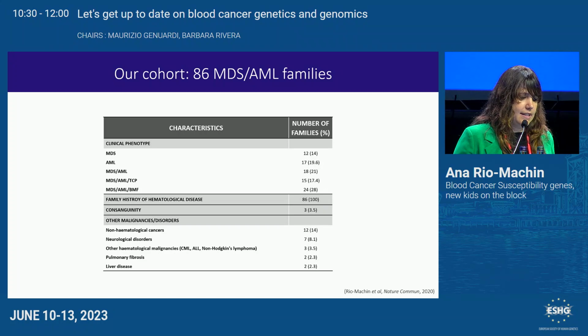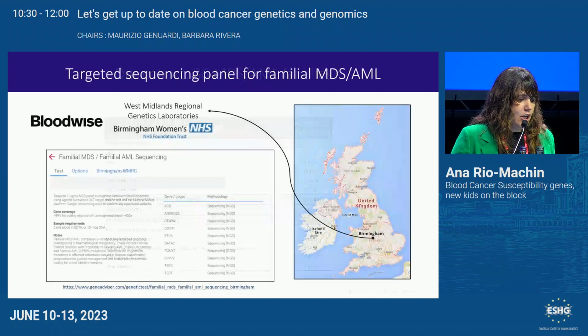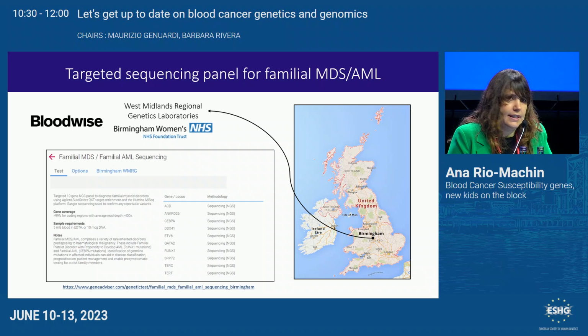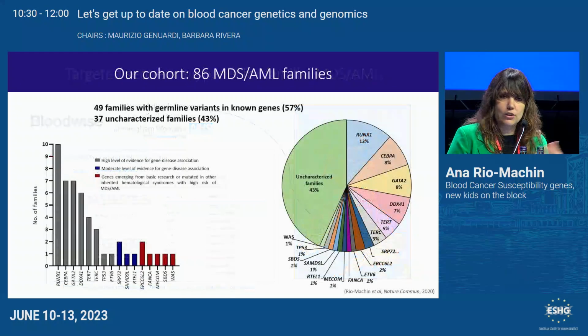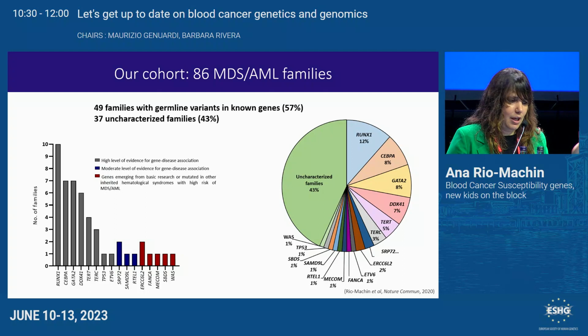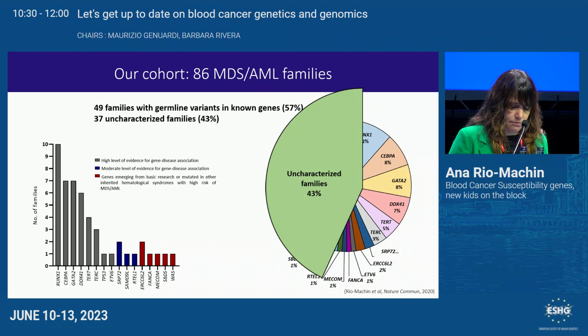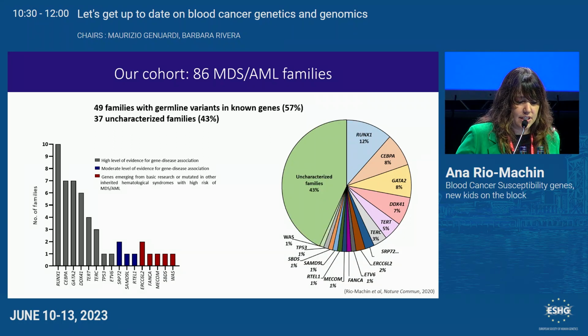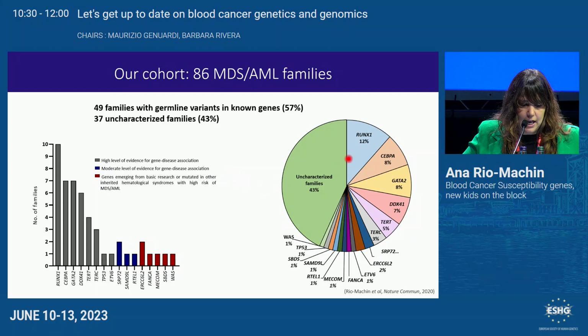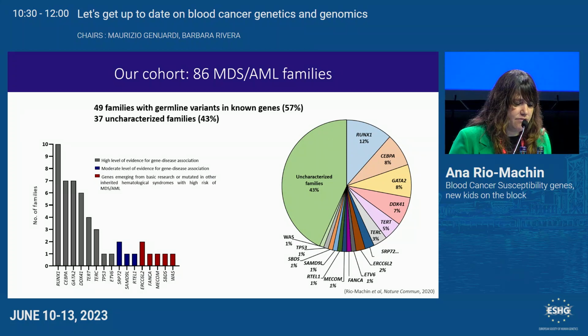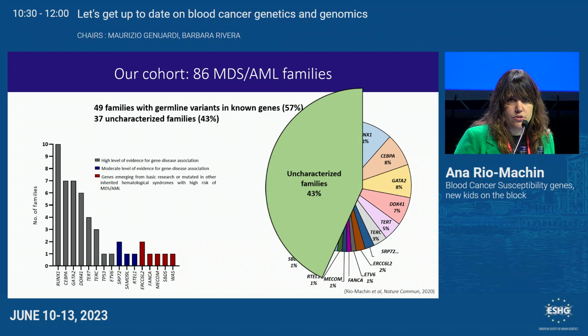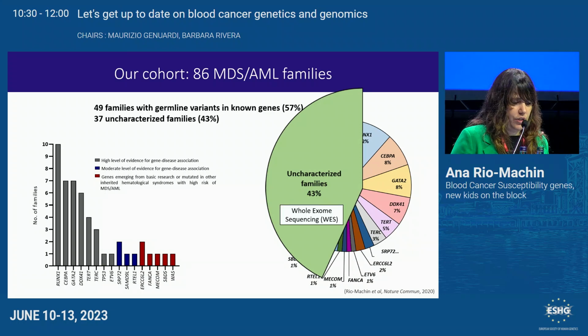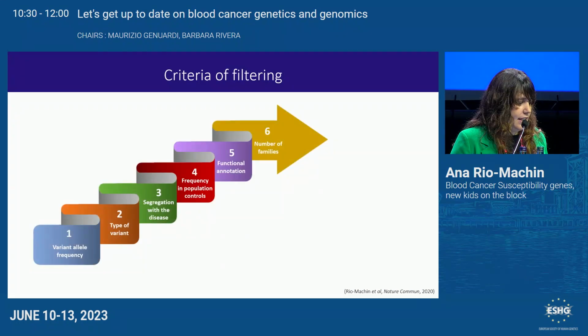So we collected 87 MDS-AML families. In collaboration with the West Midlands Regional Genetics Laboratories, we created a sequencing panel specific for familial MDS-AML genes. So we looked at all the genes related to familial MDS-AML to date. We characterized 57% of all these families, but we have the remaining 43 families where we performed whole exome sequencing to identify new genes.